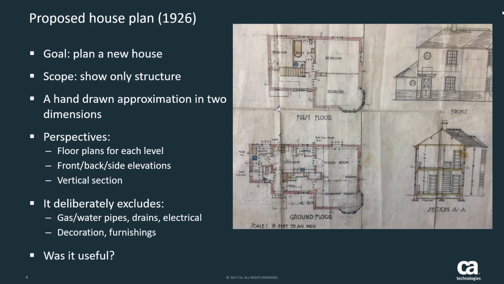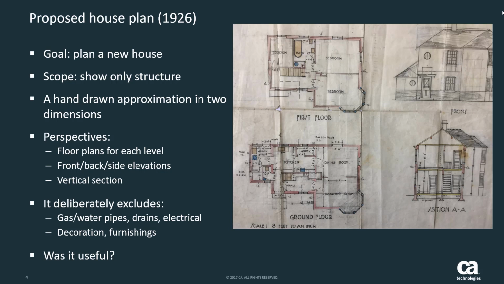So here's an example of a model. It's actually a house plan from 1926, of all things. The goal clearly was to plan a new house. The scope of the plan, as you can see, it just describes the structure. It doesn't mention furnishings or wallpaper or anything like that, or furniture. It's just the structure, internal and external, of the building, seen from different perspectives.